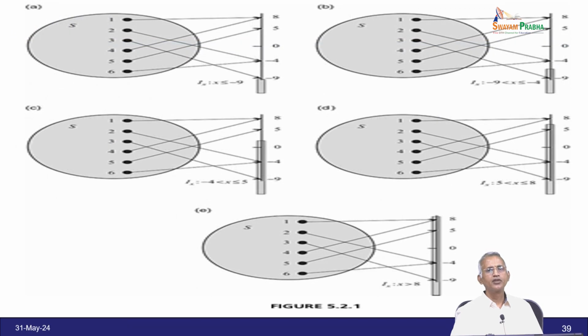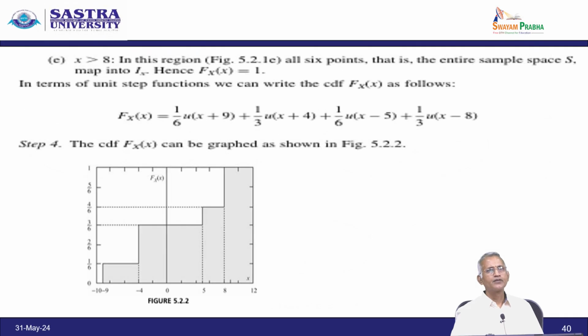So, this is a pictorial representation of the possibility of winning and losing the game. If x is greater than 8, in this region all 6 points are demonstrated in figure 5.22, and the entire sample space is explained. So, using the unit step function we can define Fx of x as the summation of 1 by 6 into u of x plus 9, 1 by 3 into u of x plus 4, 1 by 6 into u of x minus 5 plus 1 by 3 into u of x minus 8. So, the cumulative distribution function is graphed like this.